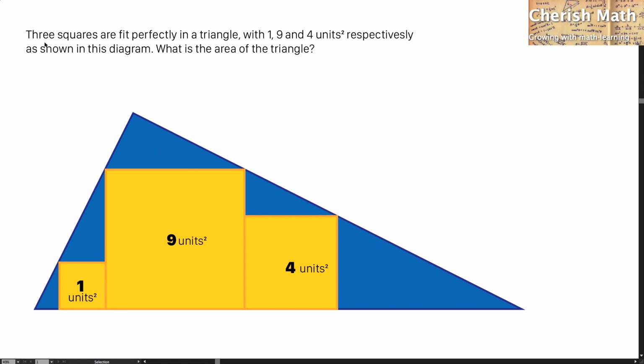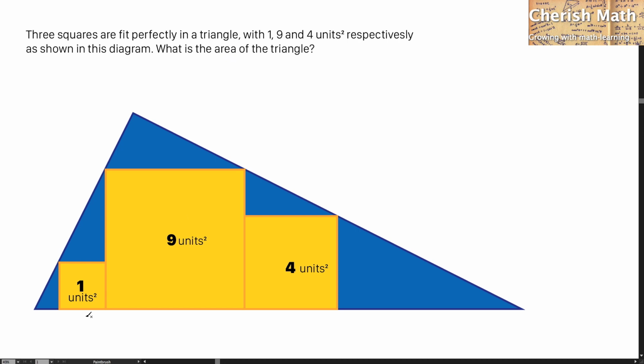This is the question. Three squares are fit perfectly in a triangle with 1, 9, and 4 units square respectively, as shown in this diagram. What is the area of the triangle?